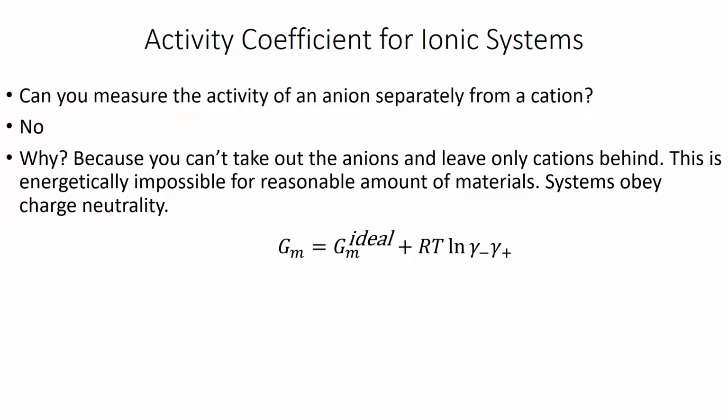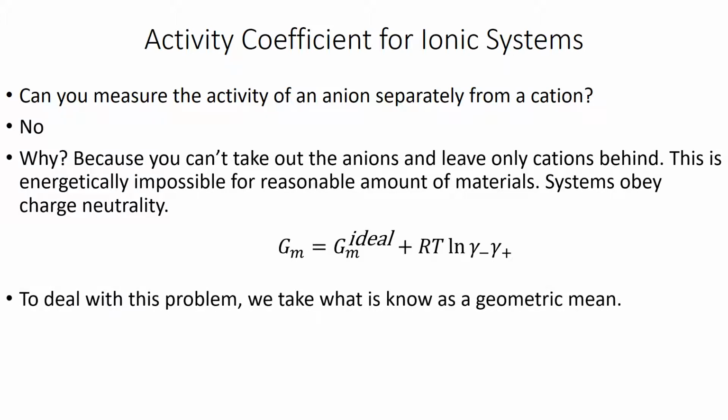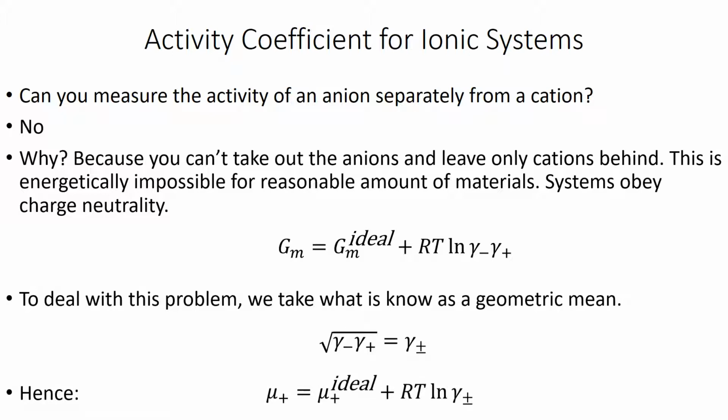So here's our molar Gibbs free energy for an ionic solution. What do we do? We take what is known as a geometric mean. And this is how we define it: the square root of gamma minus times gamma plus is equal to gamma plus minus. So this entity we can put into our chemical potential. For example, the cationic chemical potential: we've got the ideal component plus RT log gamma plus minus.